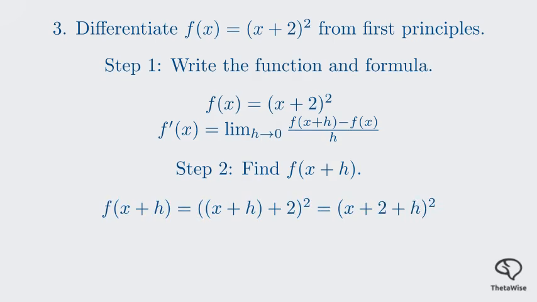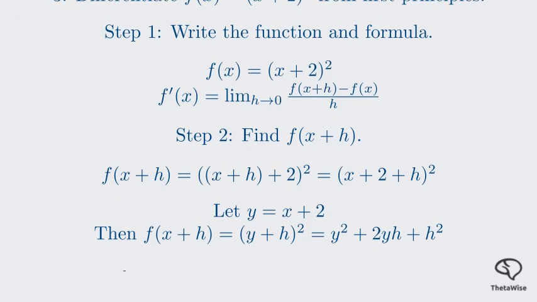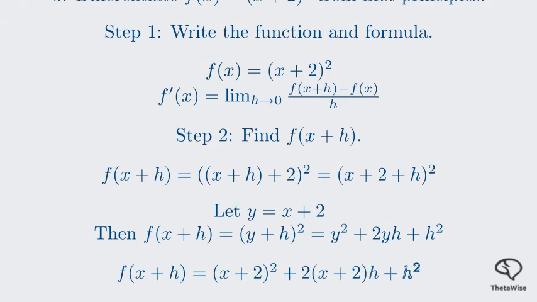Now we need to expand this trinomial squared. A good way to handle this is to let a temporary variable, let's say y, equal x plus 2. So if we let y equal x plus 2, our expression becomes y plus h squared, which we can expand easily using our binomial formula. Now we substitute back for y. This gives us x plus 2 squared plus 2 times x plus 2 times h plus h squared. This is our simplified f of x plus h.